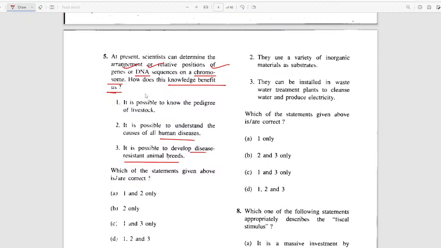For example, if there is a new technology, you have to understand how this knowledge will help us. And even if you are reading biotechnology, science and technology topics, if they have not given what the benefits of it are, you have to Google search that.